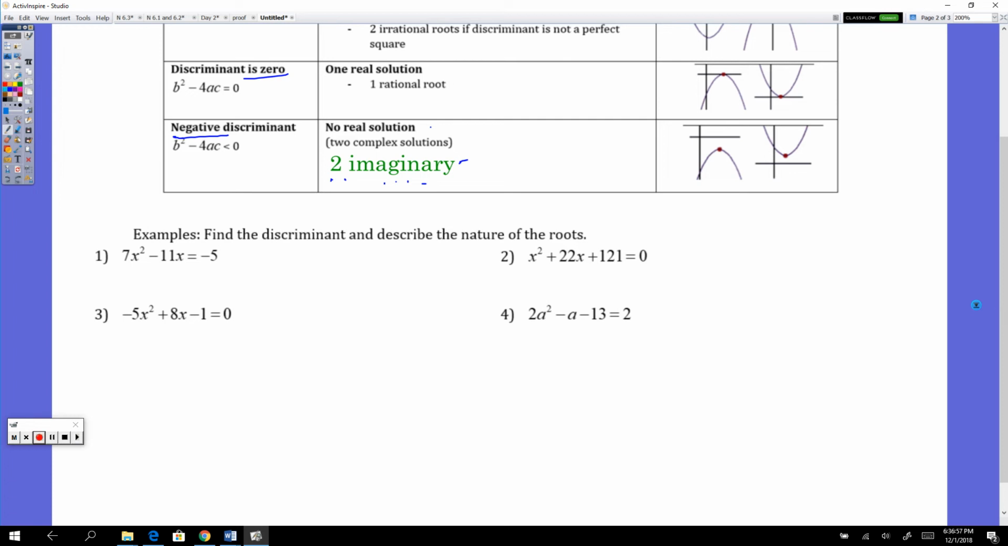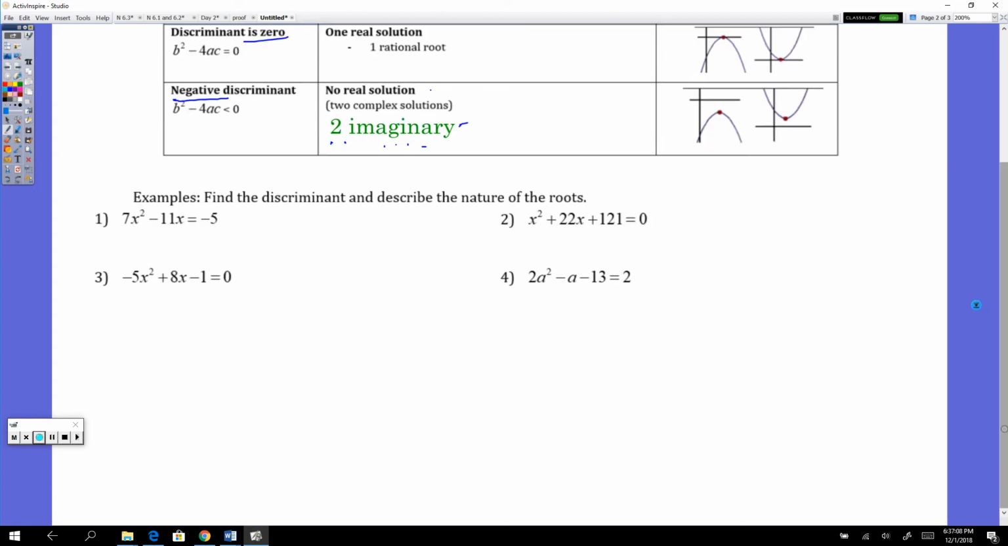I am not asking you to solve these problems. I am simply asking you to tell me the nature of the roots. I want to remind you that roots, zeros, solutions, all those things mean the same thing. So all we're doing is finding the discriminant. Similarly, we're going to add 5 to both sides here, like what we've done before, and then we're just going to figure out what our discriminant is.